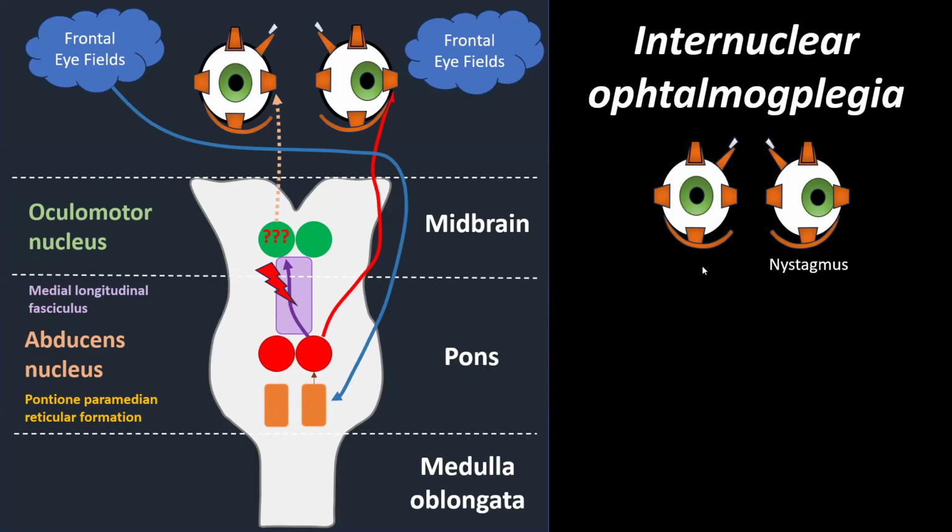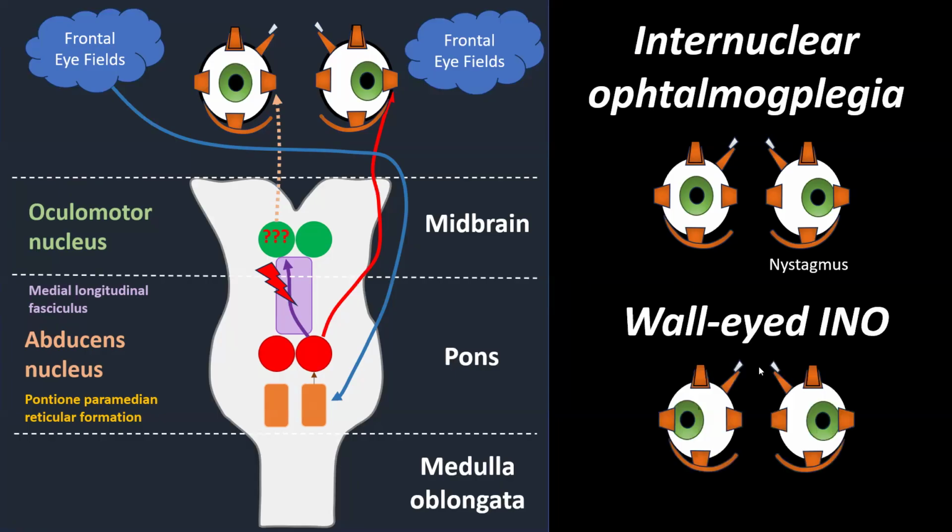And that's internuclear ophthalmoplegia. So if you want to look to, let's say, the right side, then your right eye will correctly abduct, but your left eye will do nothing. It is paralyzed. And your right eye will abduct, but will also have nystagmus. If both medial longitudinal fasciculi are damaged, you get what is called wall-eyed bilateral internuclear ophthalmoplegia, and at rest, both eyes are deviated towards the lateral sides.